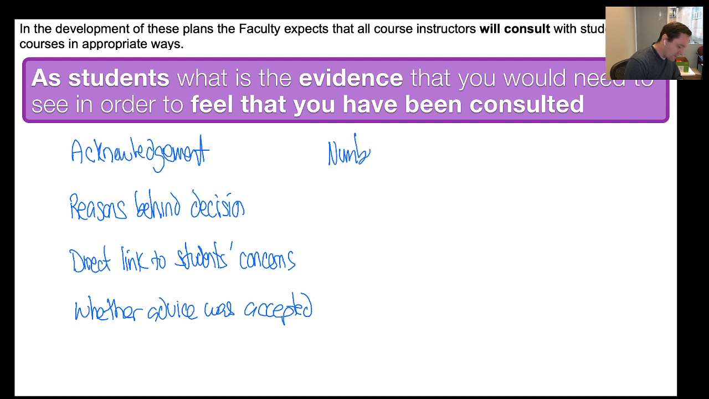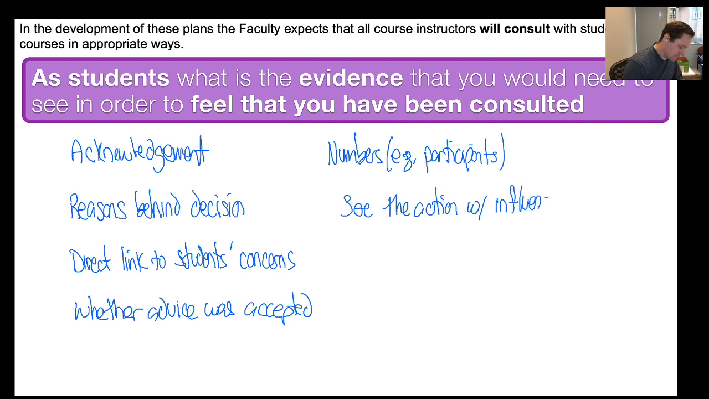Some kind of numbers, e.g. participants, etc. Reply, okay. Verification is the most received from me personally. Examining points. Okay. Is to actually see the action which seems to be influenced by us. Okay, I'm going to call it there because there's a bunch of, again, really good stuff here.